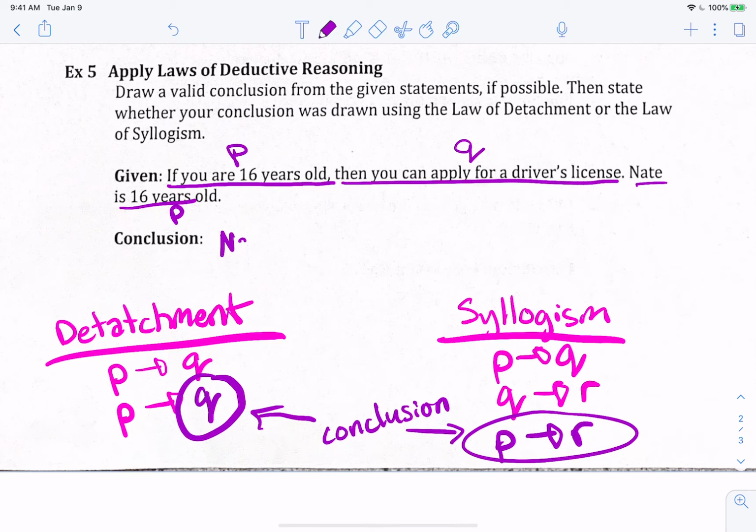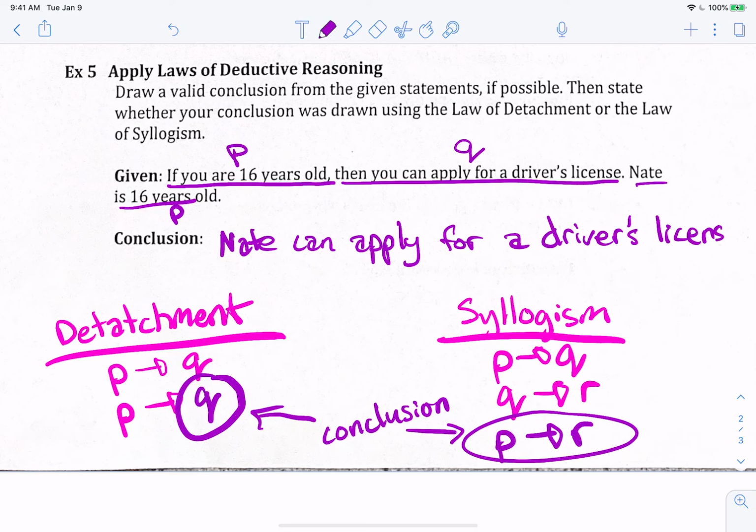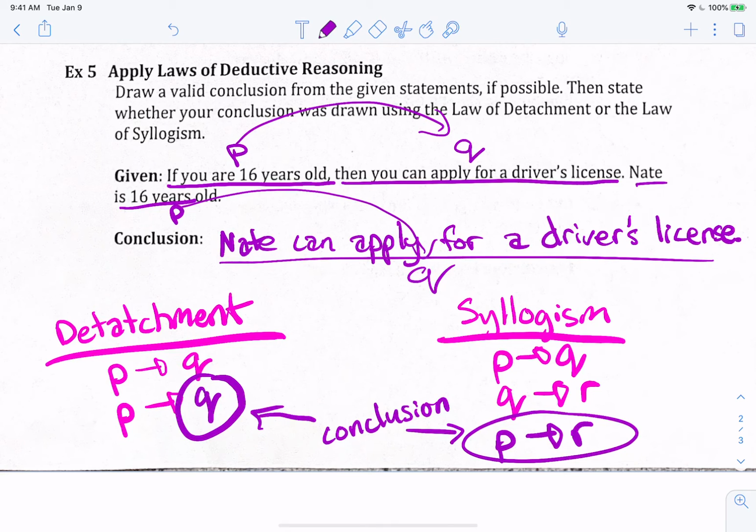What's our conclusion? Nate can apply for a driver's license, because that is the Q part of it. Does that make sense? This is the Q part. That's our conclusion. So we have concluded PQ and PQ. We have done the whole thing, PQ, PQ. So kind of just look at the pieces that you're given. It would be a good idea to label them PQ, PQ, but don't write in your book.